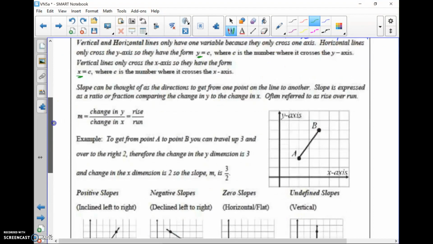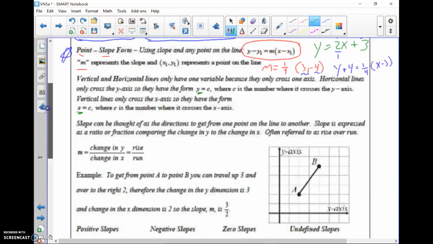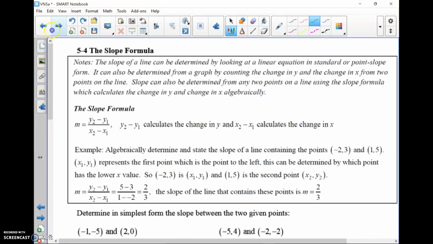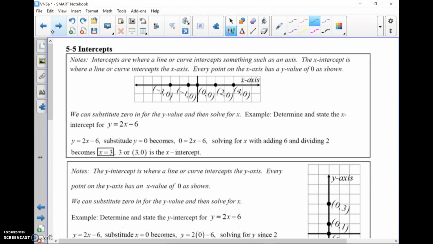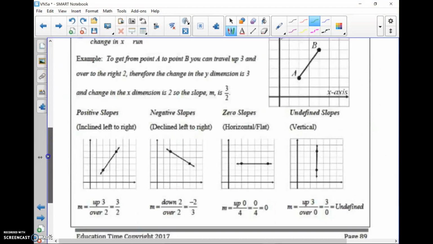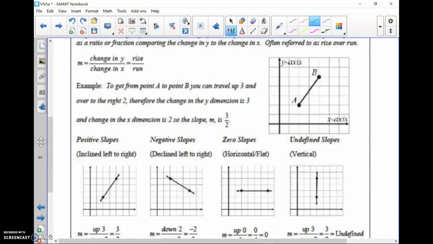But now, slope is a big part of this. Again, our next lesson, 5.4, is all about the slope formula, and then we're going to get into intercepts. So we're going to talk a lot about all the specifics here. But slope in general is like the steepness of something.